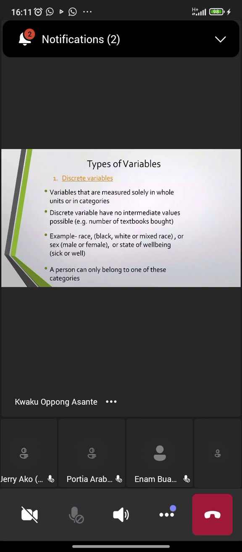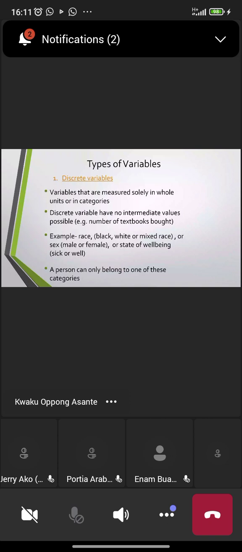So discrete variables don't have intermediaries. Take race, for example. Of course, in Ghana we don't have race; what we may have are ethnic backgrounds. But in the US and even in South Africa, they have race. In South Africa, they have four different kinds of people.